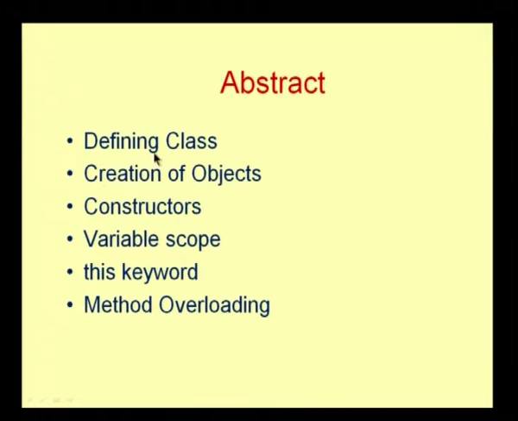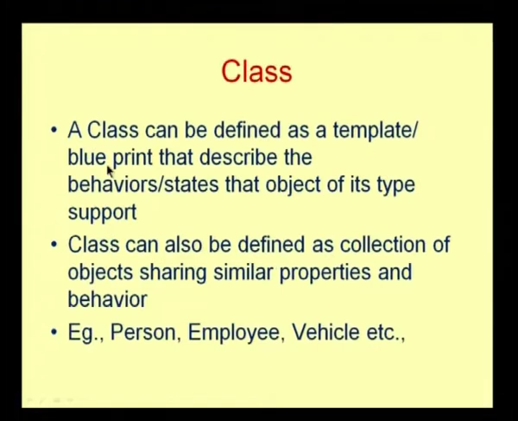Here we'll have an introduction about what is a class, how to create an object from the class, what do you mean by a constructor, variable scope, how to use this keyword, what is the purpose of this keyword, and then method overloading. A class can be defined as a template, blueprint that describes the behaviors and states that objects of its type support. A class can also be defined as a collection of objects sharing similar properties and behavior. For example, person, employee, vehicle, etc.